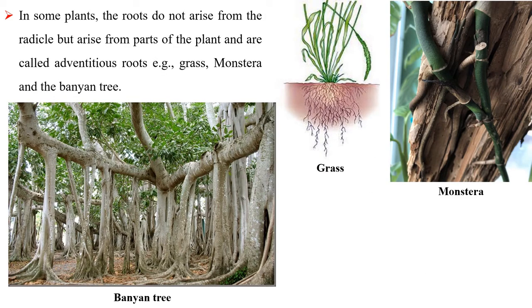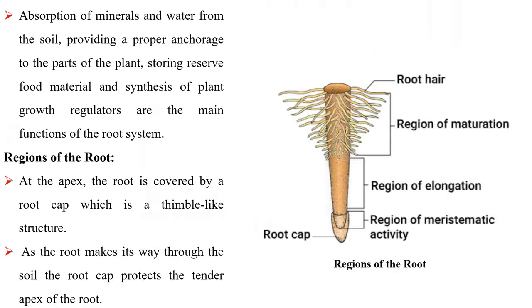In some plants, the roots do not arise from the radicle but arise from other parts of the plant. These are called adventitious roots, for example grass, monstera, and the banyan tree. Absorption of minerals and water from the soil, providing proper anchorage to the plant, storing reserve food material, and synthesis of plant growth regulators are the main functions of the root system.